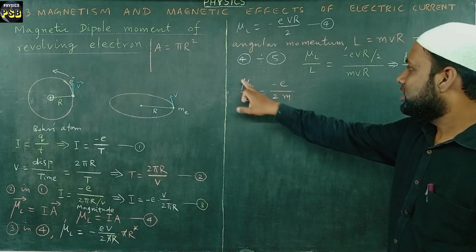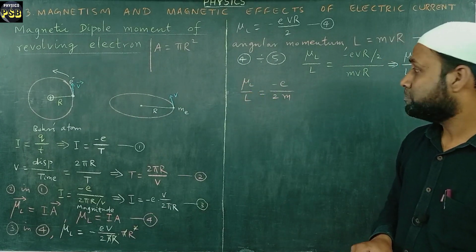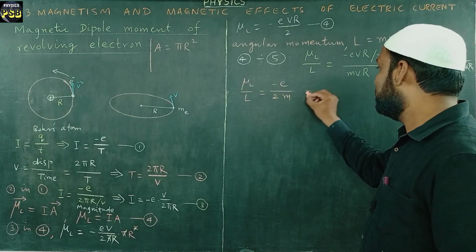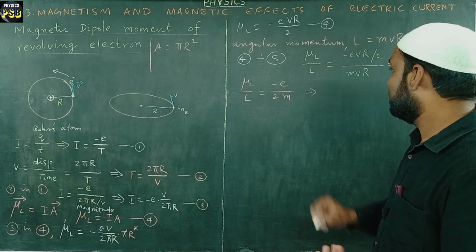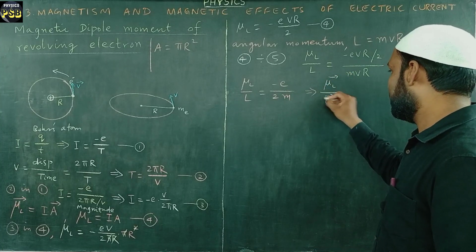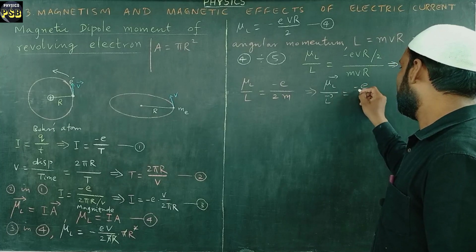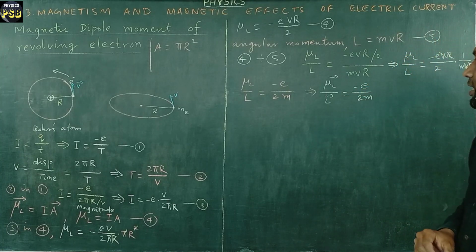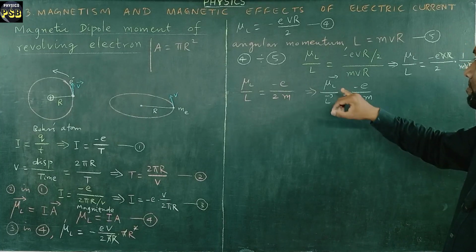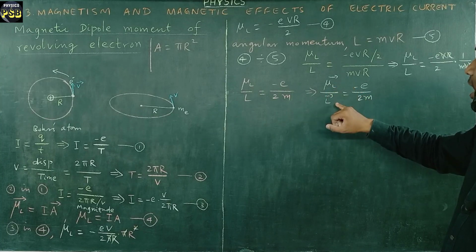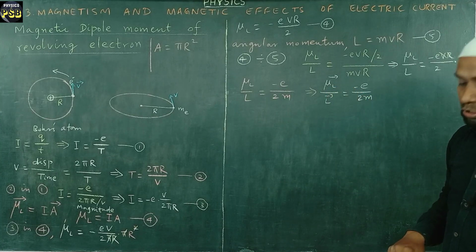Now here, these two are vector quantities. So in vector form, they are represented this way: μ_L vector upon L vector equals minus e upon 2m. Here the minus sign represents that the dipole moment and the angular momentum act opposite to each other.